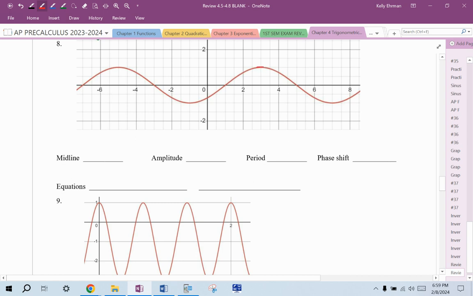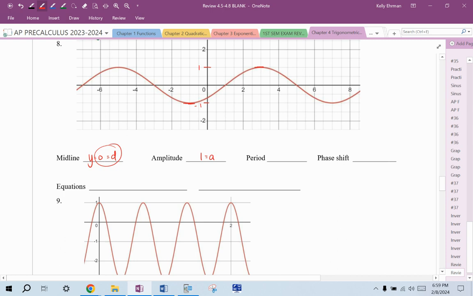We can kind of verify that. Let's see, this is at a height of 1. This is at a height of -1. So yes, the midline is 0. So that's the D value. So D is 0. The amplitude, I just said max and min are 1. So the amplitude's 1 for A.